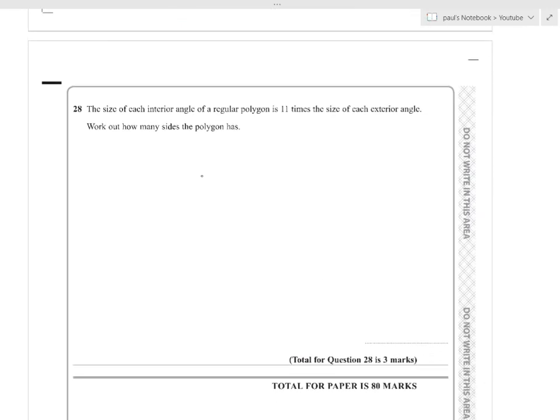The size of each interior angle of a polygon is 11 times the size of each exterior angle. How many sides does it have? So here's a polygon, yeah? Something like that. The interior is 11 and the exterior is 1. So it's 11 times. So they will add together. So it's a ratio, 11 to 1. So 11 plus 1 equals 12.